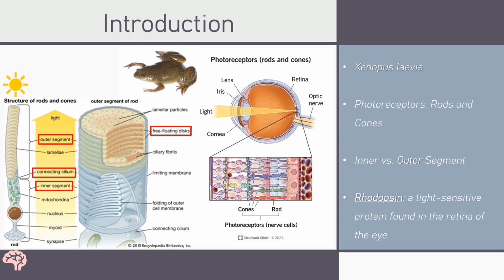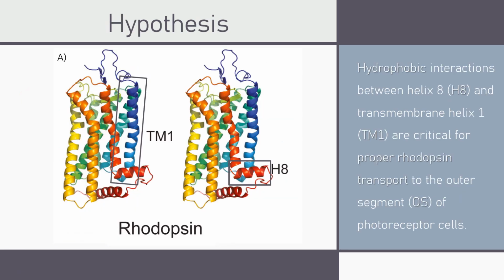Now, I keep on mentioning rhodopsin, but what is it and what does it do? This is rhodopsin, specifically bovine rhodopsin. Highlighted are two very important sections of rhodopsin, the transmembrane helix 1, TM1, and the helix 8, H8. Based on previous research, there are known hydrophobic interactions between TM1 and H8, so the researchers of this paper wanted to explore the hydrophobic interactions between these regions and their role in proper rhodopsin transport. Knowing that, let's get into the data.